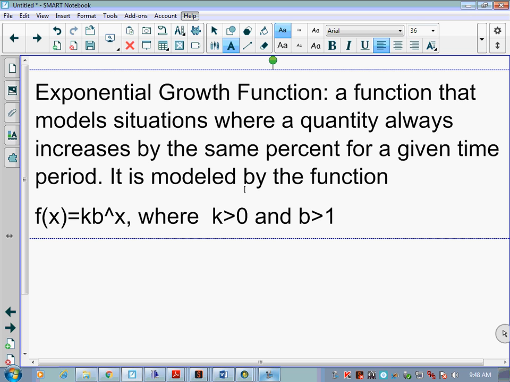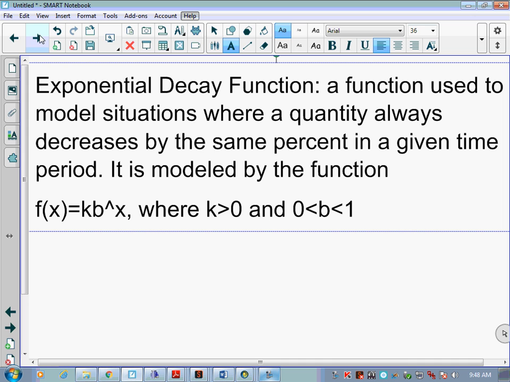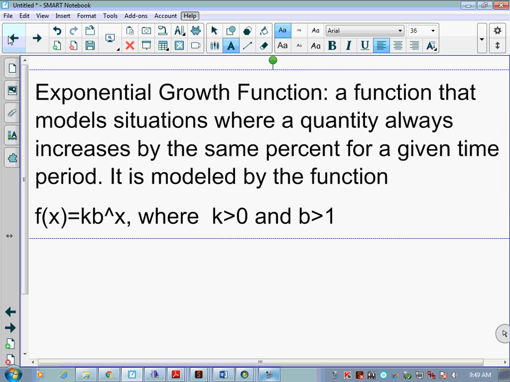All right, so in both models, k has to be greater than 0. So we see that for exponential growth, and we see that for exponential decay. What is different is how b is affected here. b in exponential decay is going to be a number that is less than 1 but greater than 0, so it has to be a positive fraction or decimal. If we go back to our exponential growth, it was a number greater than 1. So with decay, it's going to be a number less than 1, but still greater than 0.